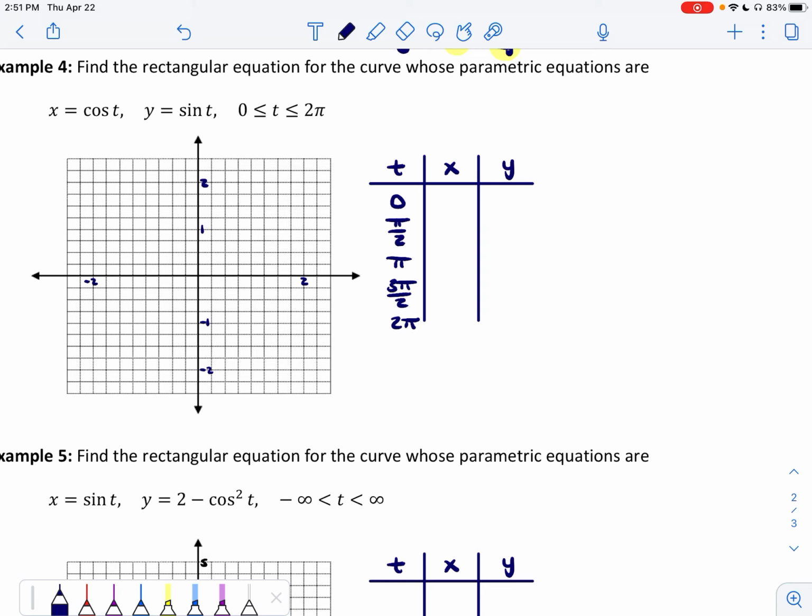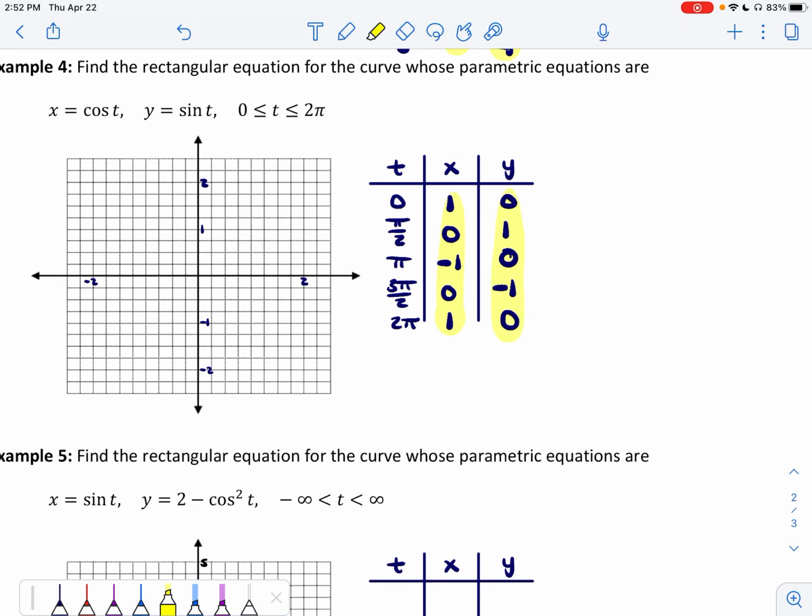So cosine of 0 is 1, cosine of pi over 2 is 0, cosine of pi is -1, cosine of 3 pi over 2 is 0, cosine of 2 pi is 1. Those are our x's. Then sine of 0 is 0, sine of pi over 2 is 1, sine of pi is 0, sine of 3 pi over 2 is -1, and sine of 2 pi is 0. So those are going to be our x's and our y's.